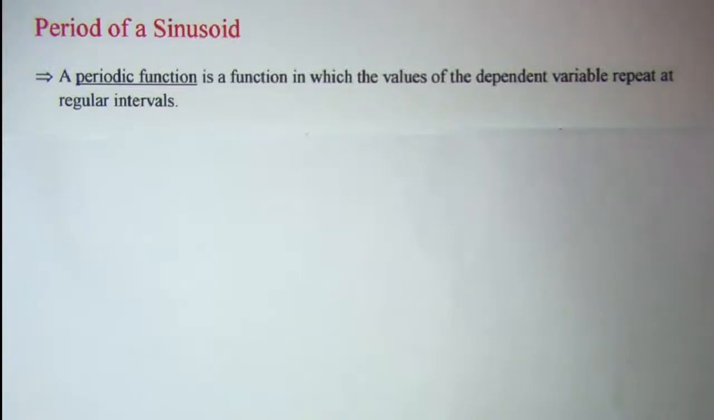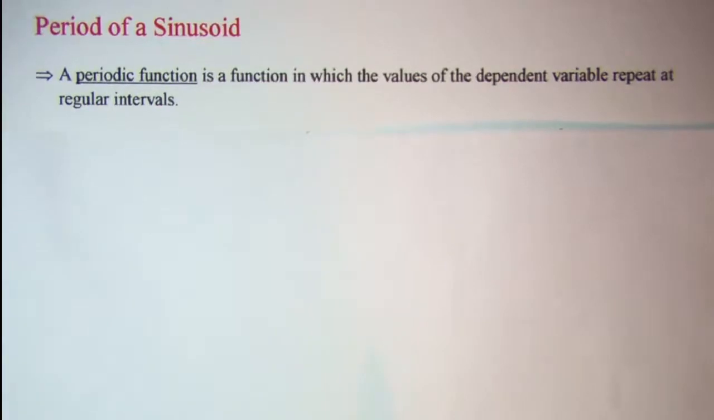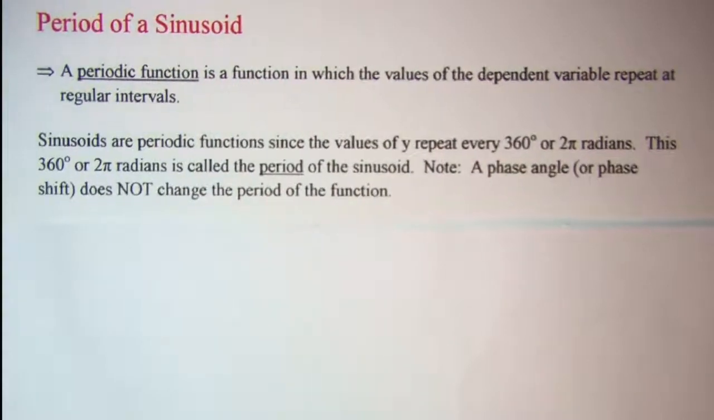In this video, we'll be talking about the period of the sinusoid. A periodic function is a function in which the values of the dependent variable repeat at regular intervals. Sinusoids are periodic functions since the values of y repeat every 360 degrees or 2 pi radians. This 360 degrees or 2 pi radians is called the period of the sinusoid. Note, a phase angle or a phase shift does not change the period of the function.